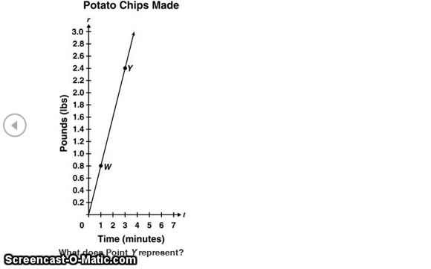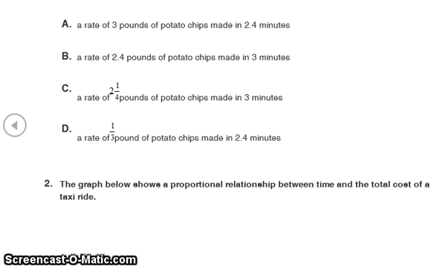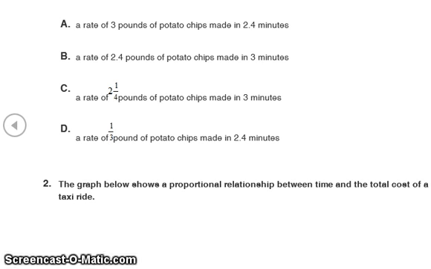So looking at this, I see 2.4 pounds of chips made in 3 minutes. So let's look and see what our answer choices are. A, a rate of 3 pounds of potato chips made in 2.4 minutes. This is backwards. It's got the numbers backwards. So that's not it. B, a rate of 2.4 pounds of potato chips made in 3 minutes.